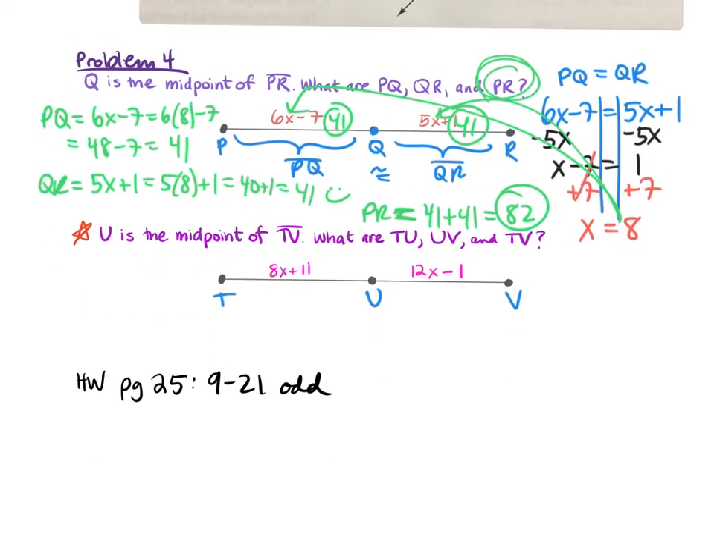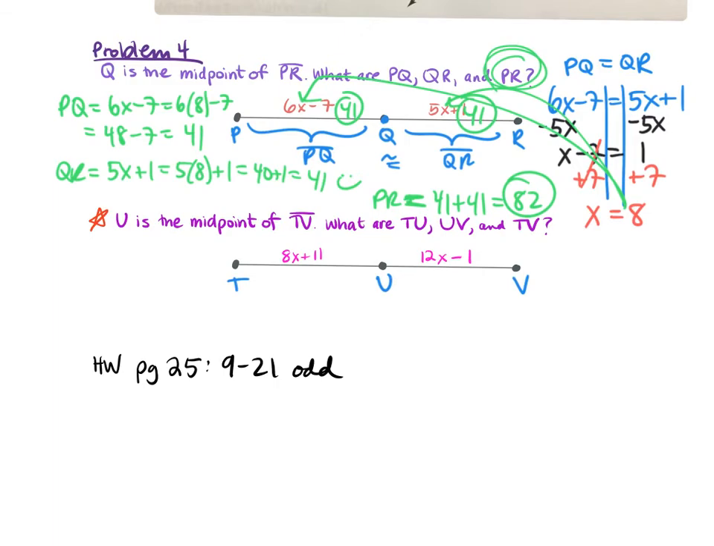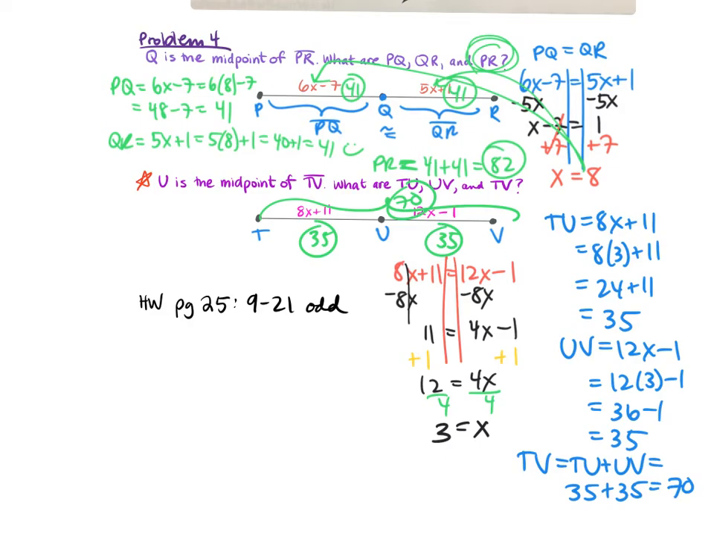Okay, now try this one on your own. Check back for the answer, and then we are done. Okay, so you can see my work here. Please pause if you want to check your work against that, but the answers are 35, 35, and 70. So TU is 35, UV is 35, and the whole thing TV is 70. All right, your homework for this section is page 25, 9 through 21 odd.